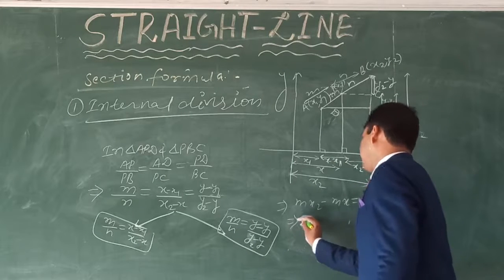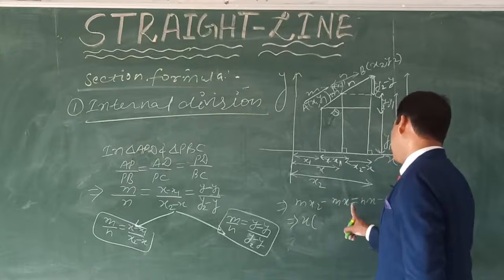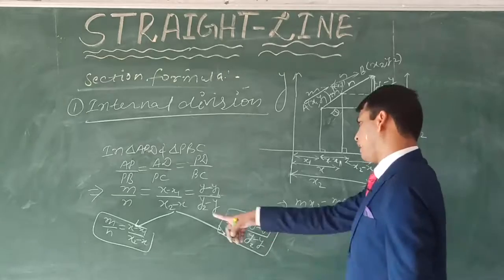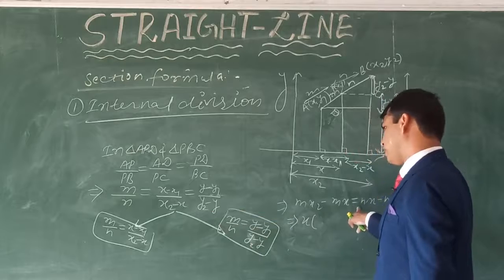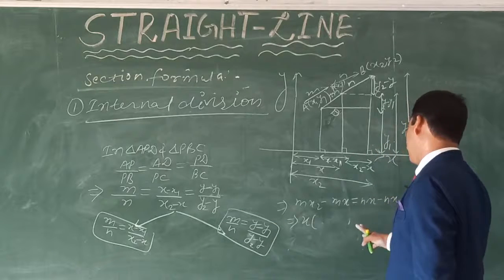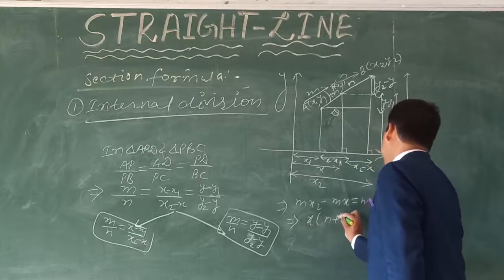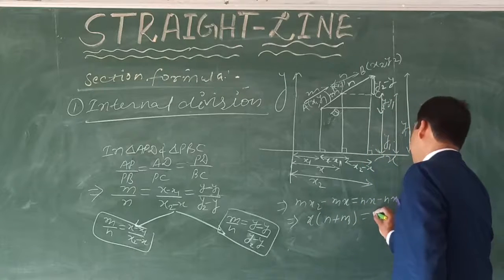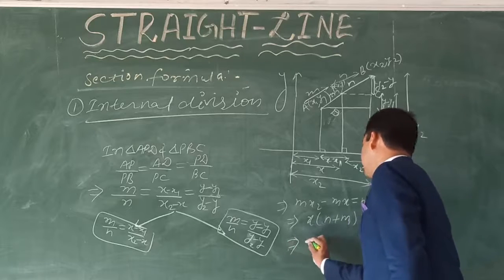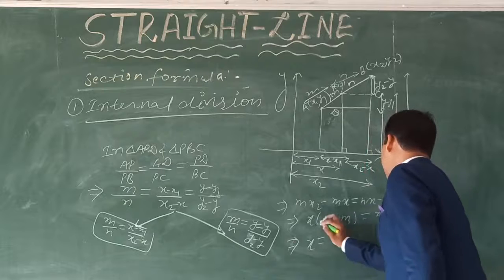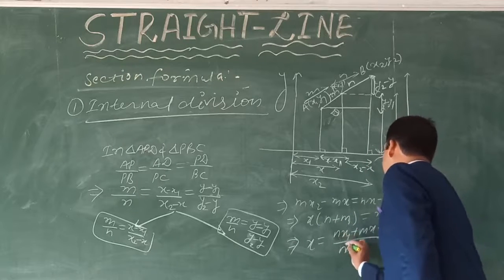Now the x term, I am taking x common. If you take x common, what you will get here? You will get mx2 minus mx equals to nx minus nx1. Okay, now I am taking x common, so n plus m, equals to mx2 plus nx1. Now if you simplify this, you will get x equals to nx1 plus mx2 divided by m plus n.